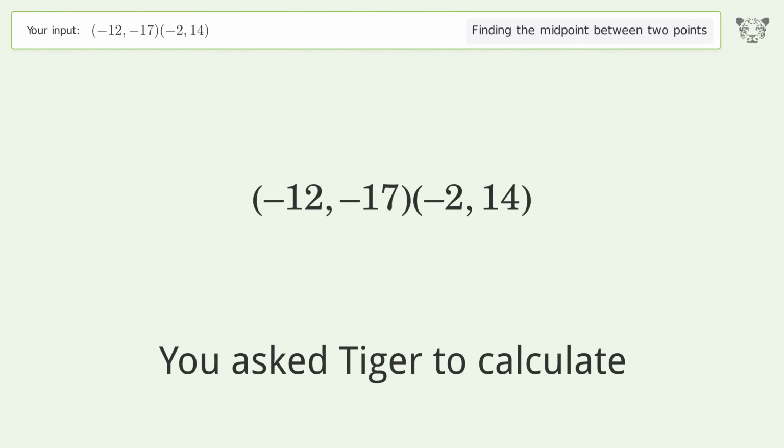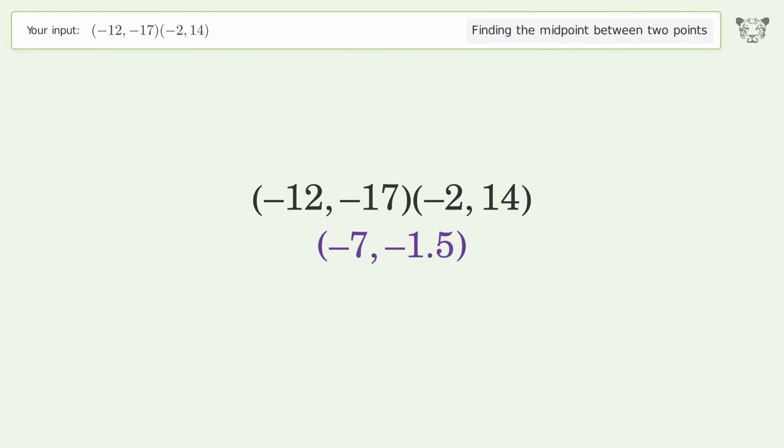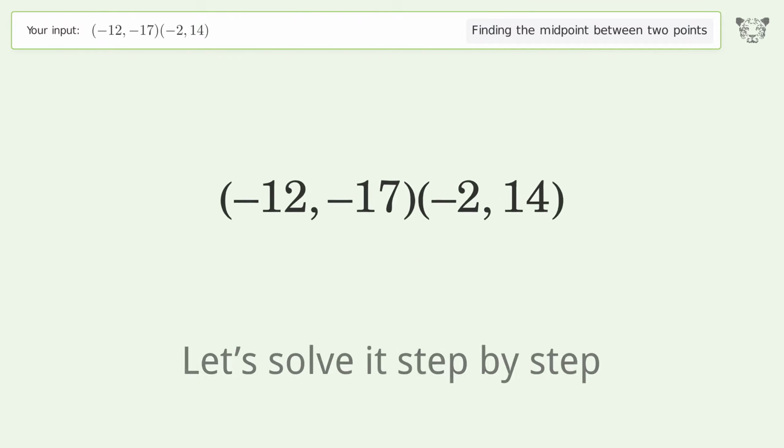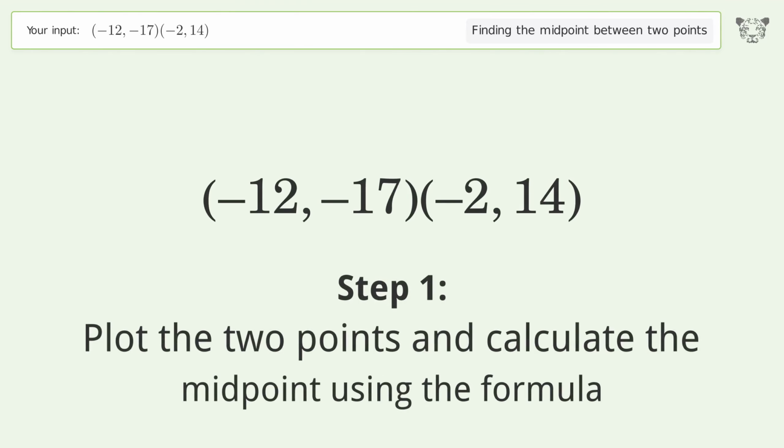You ask Tiger to calculate. This deals with finding the midpoint between 2 points. The midpoint between the 2 points is -7, -1.5. Let's solve it step by step. Plot the 2 points and calculate the midpoint using the formula.